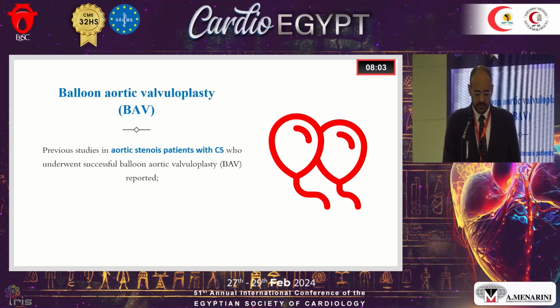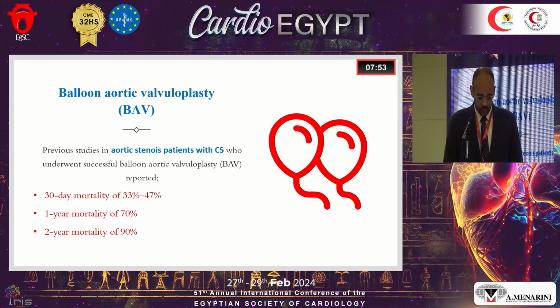The previous studies of balloon aortic valvuloplasty in aortic stenosis patients with cardiogenic shock who underwent successful balloon aortic valvuloplasty reported that 30-day mortality reached up to 47%, 1-year mortality up to 70%, and 2-year mortality up to 90% if nothing else is done, just balloon aortic valvuloplasty.